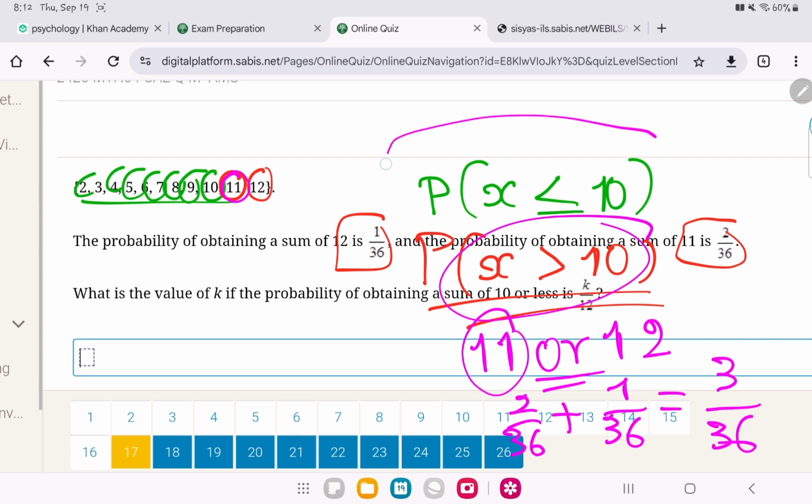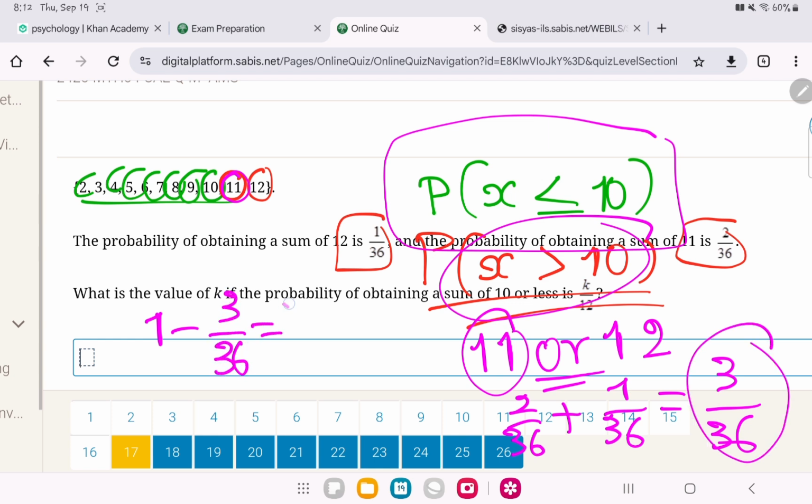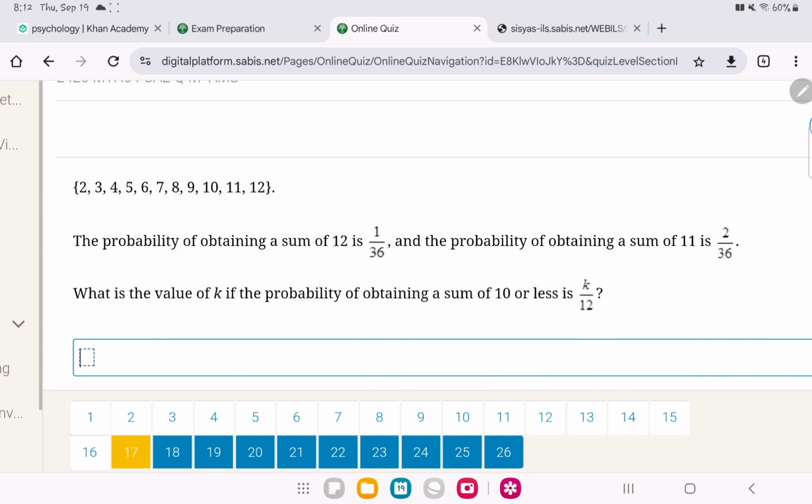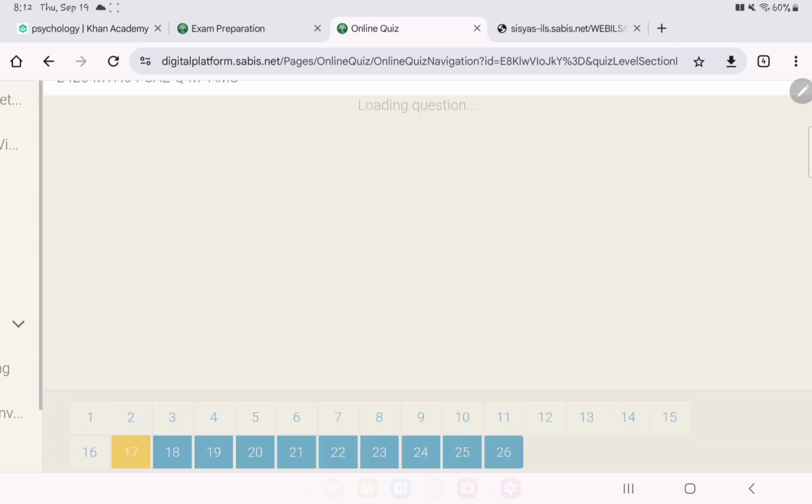Now to find the probability of x less than or equal to 10, we take 1 minus the opposite. So 1 minus 3 over 36. Then it's gonna be 36 over 36 minus 3 over 36. Okay, so then it becomes 33 over 36, and if you simplify it, it is 11 over 12. So they need the value of k, so then the value of k is 11.